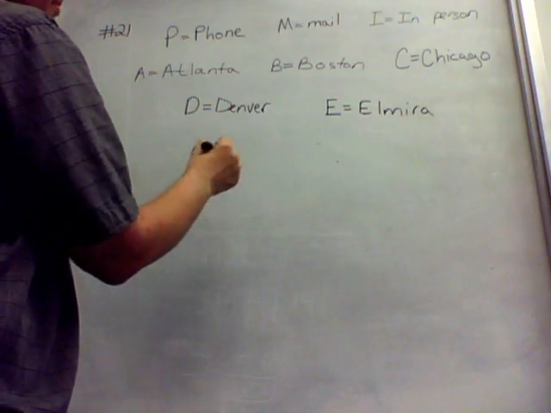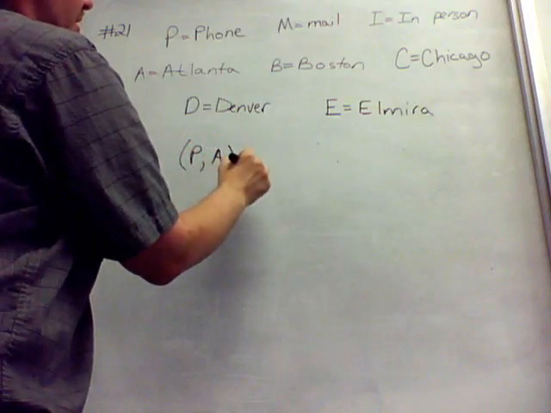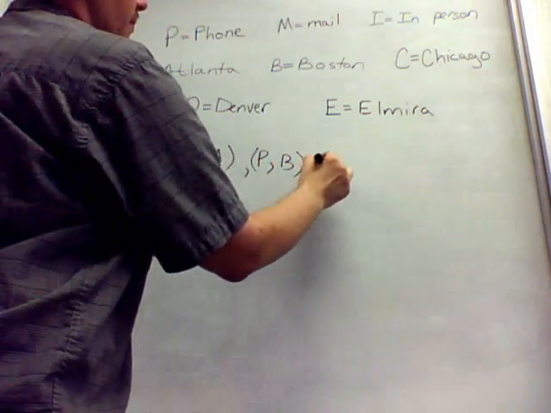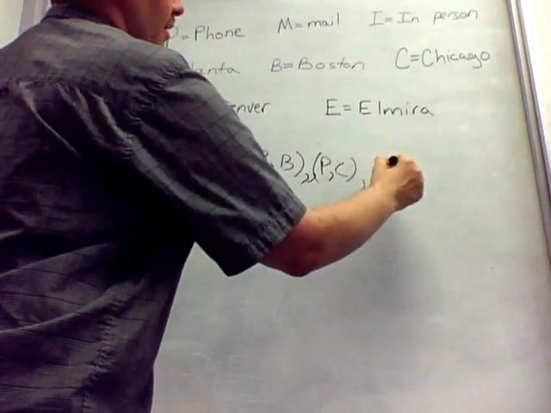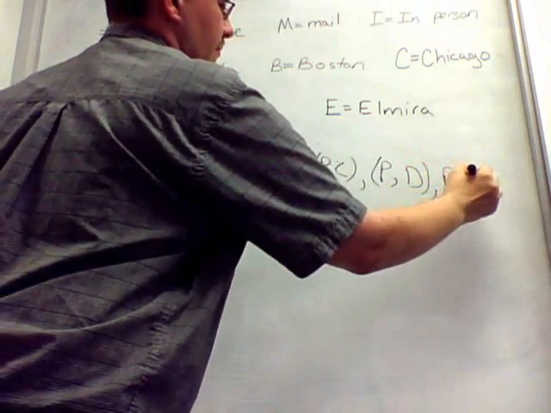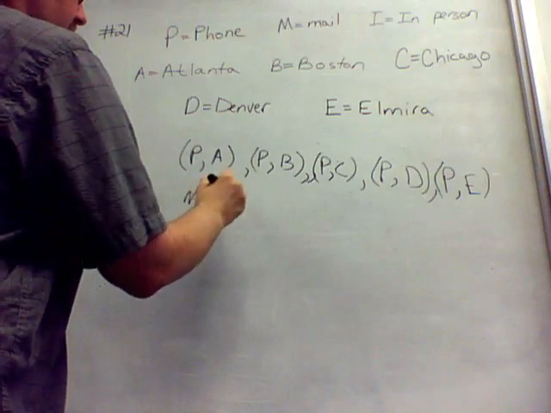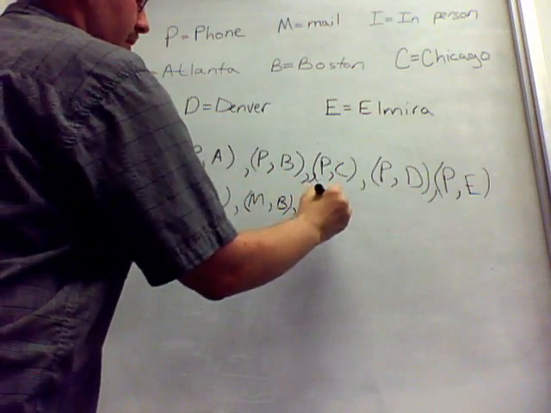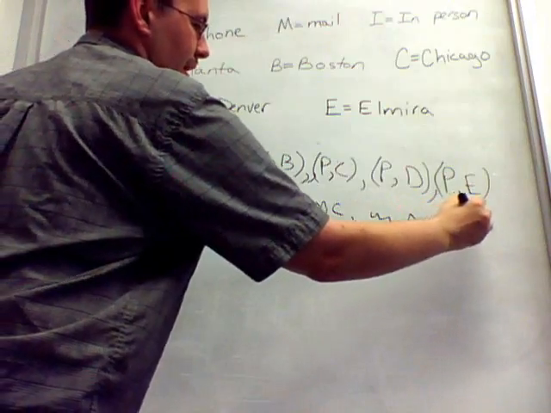By phone, we can deliver it to Atlanta, Boston, Chicago, Denver, and Elmira. So phone, that's one possibility. Phone to Boston, phone to Chicago. It's very convenient that they actually pick the first 4 letters of the alphabet, so I don't have to keep on looking back at it. Phone to Elmira. Alright, the next one in line is mail to Atlanta, mail to Boston, mail to Chicago, mail Denver, mail Elmira.